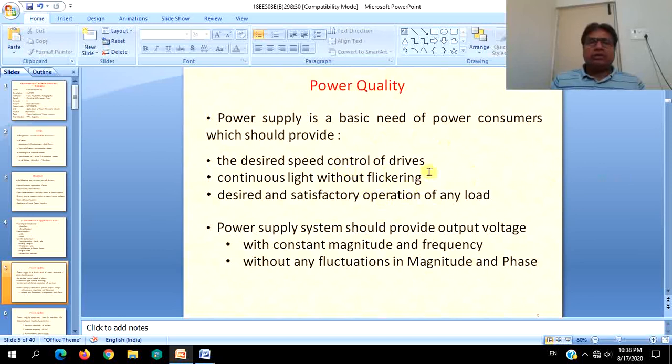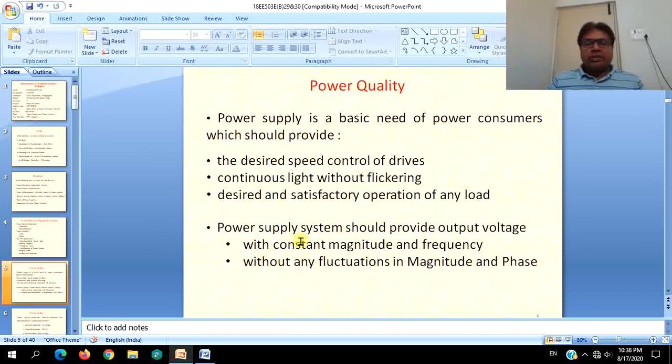So to meet these requirements, the power supply system should provide output voltage, particularly because the current depends on the load, load impedances and power factors, all those things. Basically, when it comes to single phase voltage, that should be 230 volts always, irrespective of the load, whether it is no load, half or full load, or even some overload for some duration. And the other thing is that frequency should be constant. For our nation it is 50 Hz.